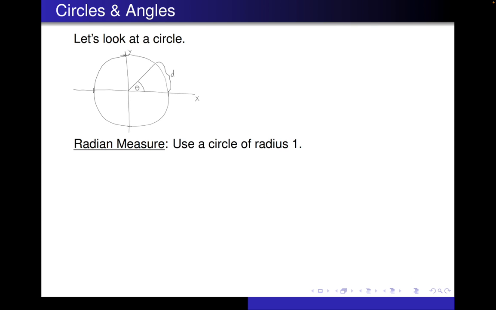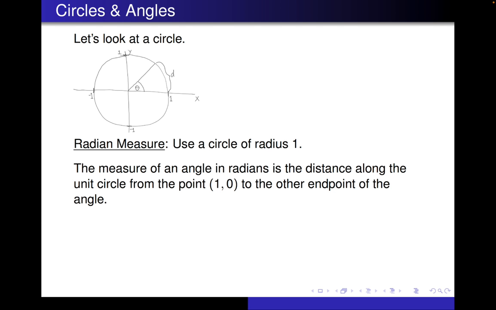For radian measure, we are going to use a circle of radius 1. That means the distance from the center of the circle, which is the origin, to the edge of the circle is going to be 1. So that's why we have all those 1s there. Each of those parts of the x and y axis that go from the origin to the edge of the circle are all radiuses. So the measure of an angle in radians is the distance along the unit circle from the point (1, 0) to the other endpoint of the angle.